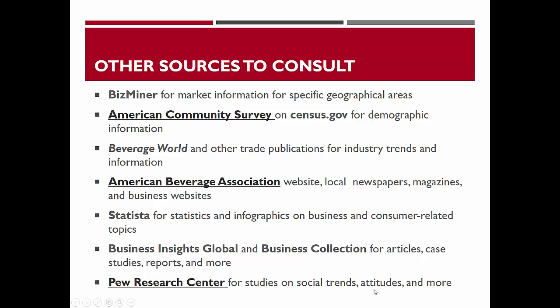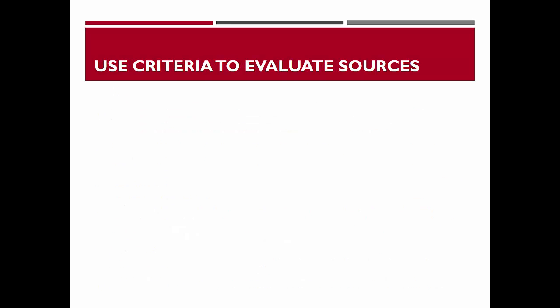I mentioned Statista before. That's a great resource that we have for you here at Hannon Library that's going to give you statistics and infographics on business and consumer related topics. And then Business Insights Global and Business Collection are going to give you articles, case studies, reports, and more that you can use to fill in more specific information about markets and industries. And then I mentioned it before, the Pew Research Center is also one that you want to look at for trend information and attitudes in consumer spending.